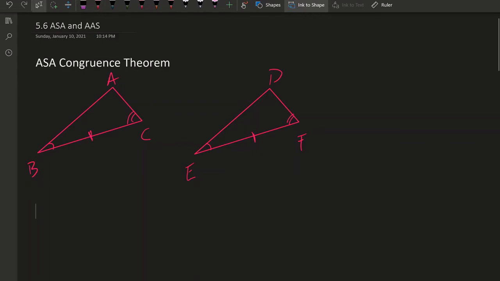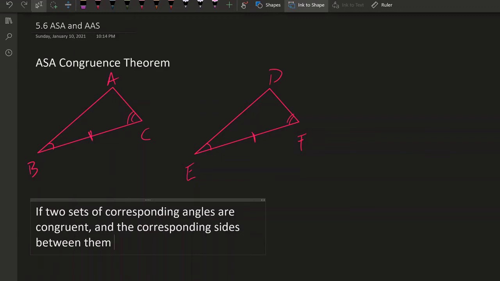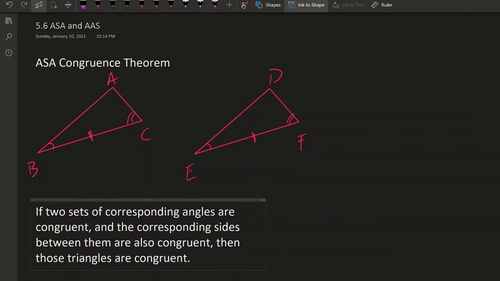So we can say if two sets of corresponding angles are congruent and the corresponding sides between them are also congruent, then those triangles are congruent. That is the ASA congruence theorem.